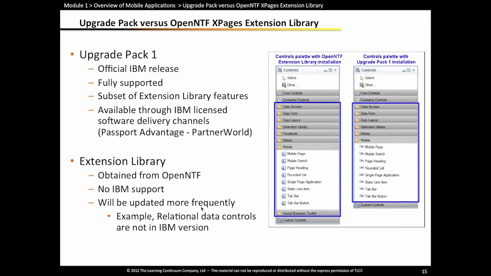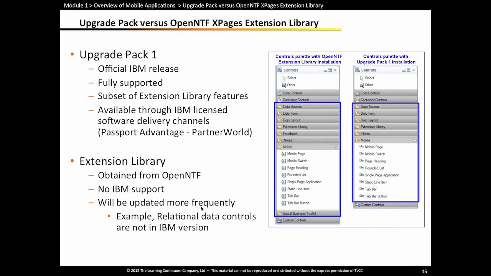So for the core content, for mobile, pretty much all of the mobile controls made it over. You'll see that the Social Business Toolkit didn't make it over, as well as some of the JDBC stuff. Those are really the two primary differences between the Extension Library and Upgrade Pack 1. But the good news for developers is, if they've been embracing the Extension Library, they have access to all of the mobile controls. And if they need the more formal environment of Upgrade Pack 1, that includes all the mobile controls as well, for them to be able to produce the mobile applications that they need.